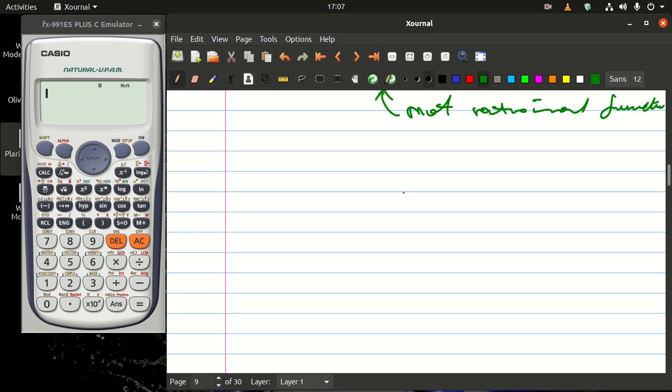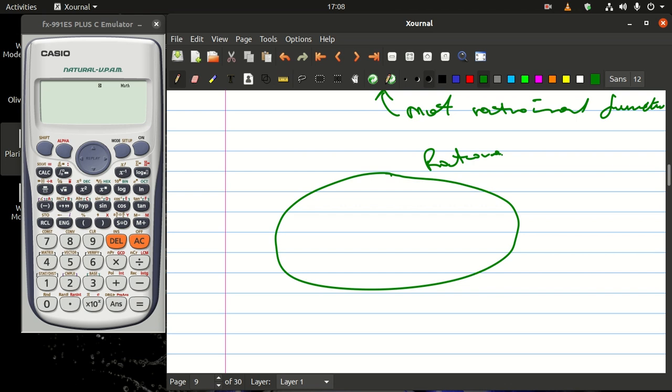Now, picture-wise, here you have rational functions. So inside here, you will end up having polynomials.